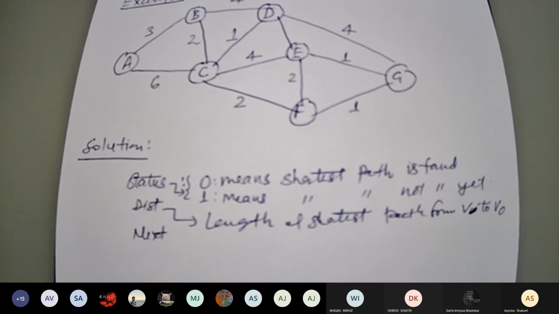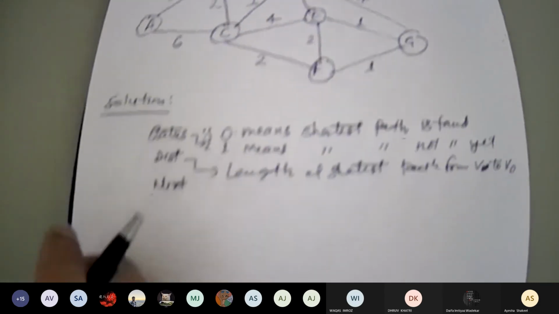Next means the first vertex on the way to V0 along the shortest path found so far. So let's solve this. What will be step 1 here?